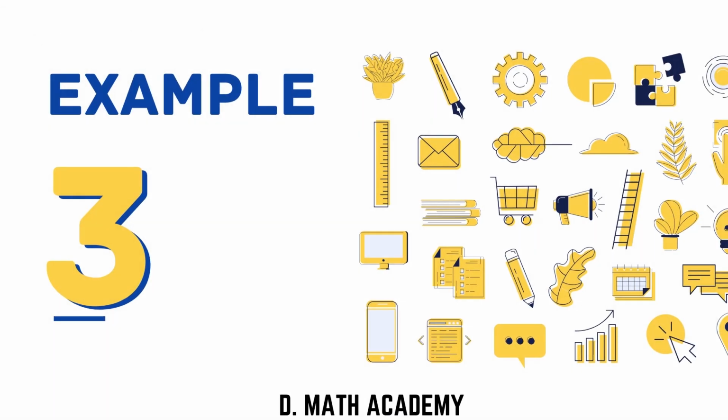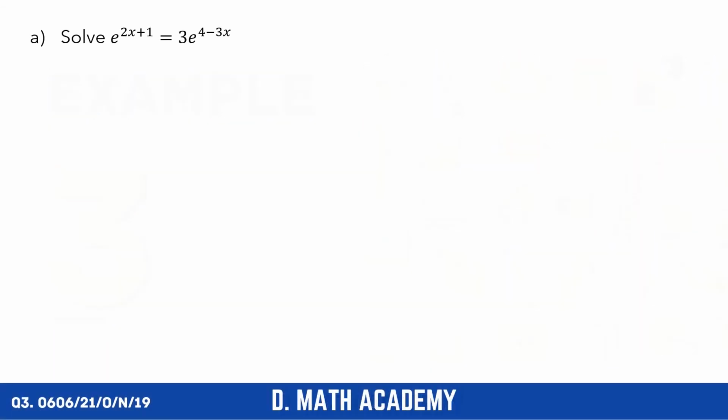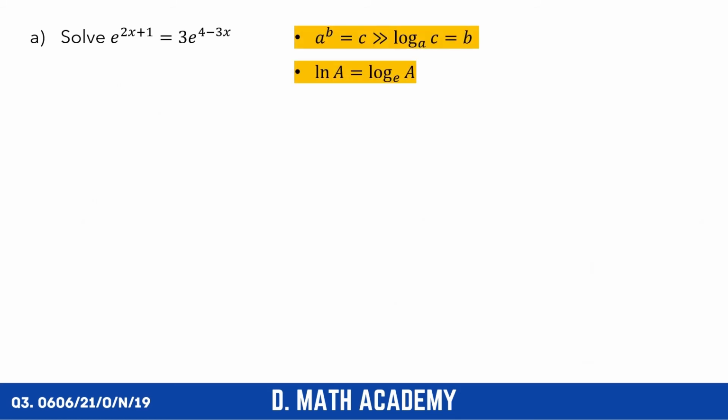Moving on to example 3, we have solve e to the power of 2x plus 1 equals to 3e to the power of 4 minus 3x. So for this, the indices rule was being applied here, and you are required to change it into logarithm later on. So those are the rules that I assume we'll be using when I'm looking at this question at first glance. You need to practice more, then you will know which rule to apply when it comes to different questions.